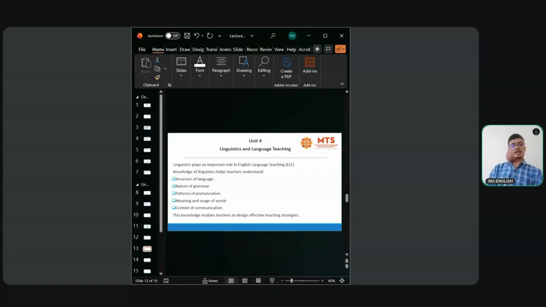So, fourth, linguistics helps teachers understand the meaning and the uses of words, not only what words mean in isolation, but how they are used in different contexts, what connotation they carry, and how they collocate. That is, which words naturally appear together.